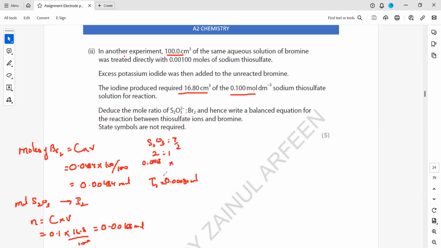Now, how many moles of bromine are in excess? These are the moles of iodine, and the moles of bromine will also be the same. Why will it be the same? Because the ratio between bromine and iodine is 1:1. So the same number of moles of bromine will be there. These are the unreacted moles of bromine and these are the total moles of bromine. So how many moles of bromine reacted? The total moles, 0.00484, minus the unreacted moles, 0.00084. So we get 0.004 moles. These are the moles which reacted.